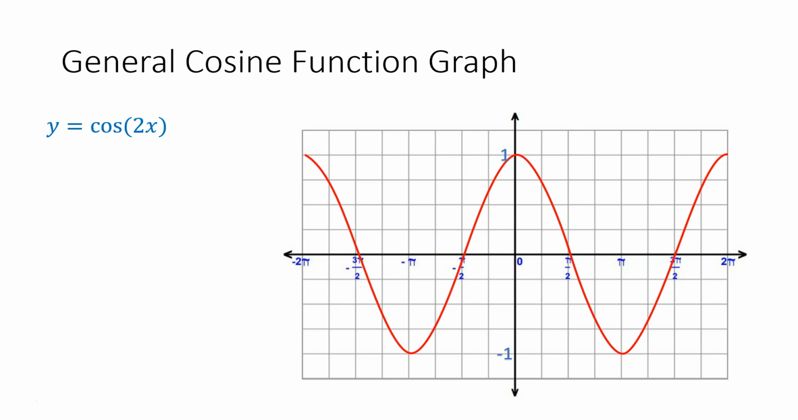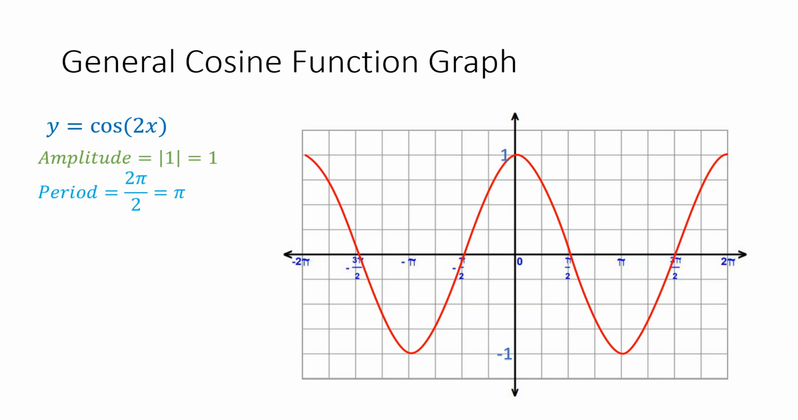Now, what if we change the b value? What does that do to the graph? So our new equation is y equals cosine of 2x. Our amplitude this time is 1 because there is no number outside of the cosine. So our height is going to remain the same. We're not stretching nor compressing it.